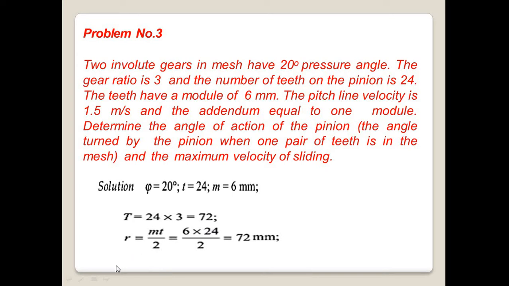Now the next thing is that we are going to find small r. Small r is the radius of the base circle of the pinion. So small r is equal to m into t divided by 2. Here m is the module and small t is the number of teeth on the pinion. Put the values: small m is equal to 6, into number of teeth 24, divided by 2. So we get the value 72 mm, that is the radius of the pinion base circle.